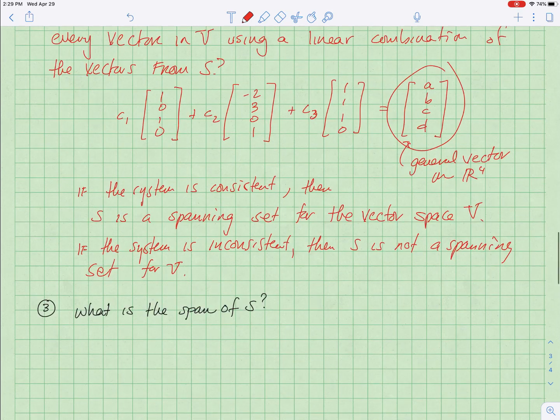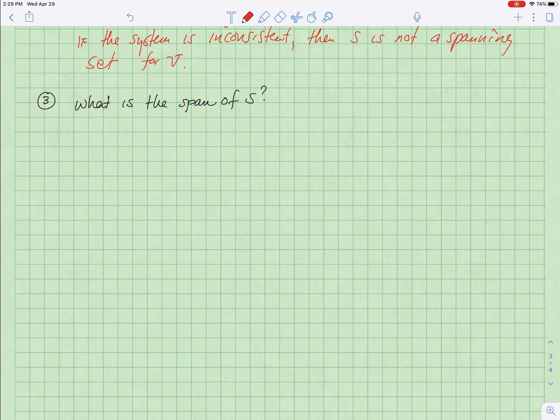Okay. And then the last question that we can be asked is a bit more general. What is the span of S? That means what is possible to generate from linear combinations of S.